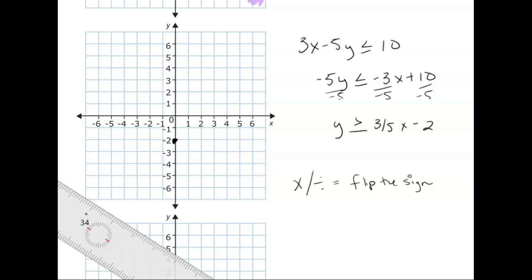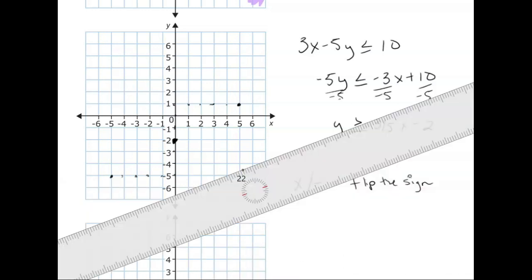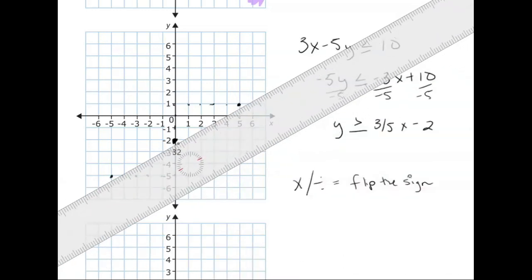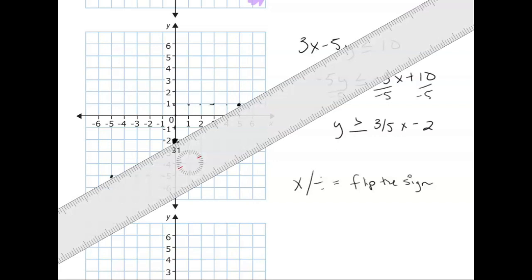All right, so we start down here at negative 2. Now we have a positive slope, 1, 2, 3, 1, 2, 3, 4, 5. And I'll go down, 1, 2, 3, 1, 2, 3, 4, 5. Now, the question is, see if you can answer this. Is it a dotted or a solid line? Hopefully you said solid.